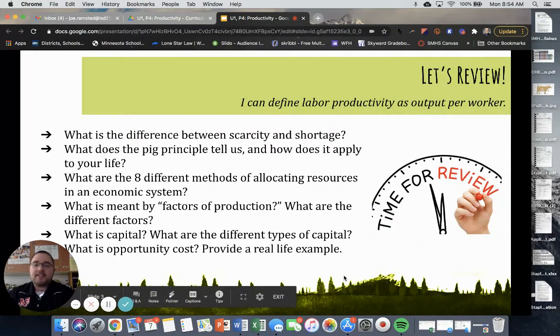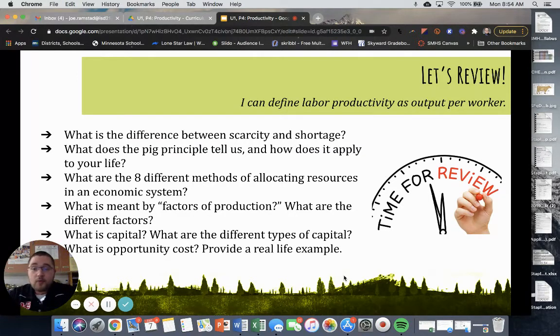So I have 6 review questions here for you, and they are going to be very important to answer and jot down here in your notes. So the questions are as follows. What is the difference between scarcity and shortage? What does the pig principle tell us and how does it apply to your life?